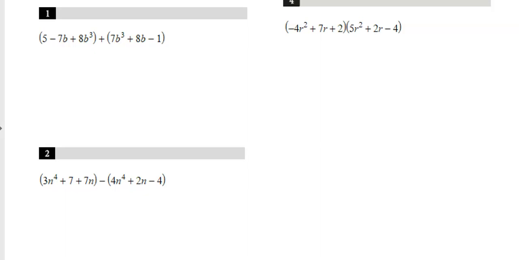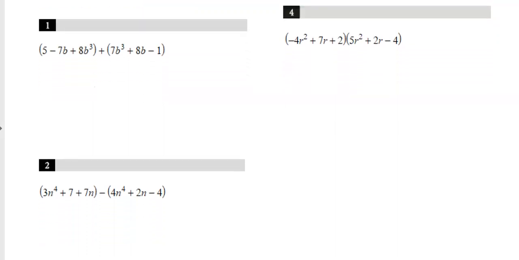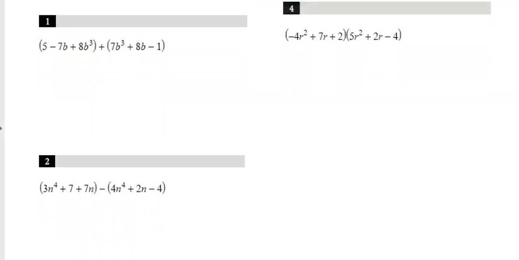All right, this is the Chapter 6 review, Part 1. So we're just dealing with a lot of the basics here in Part 1. Part 2, we'll crank it up a little bit and do some application problems. So this is just a lot of operations and things like that.